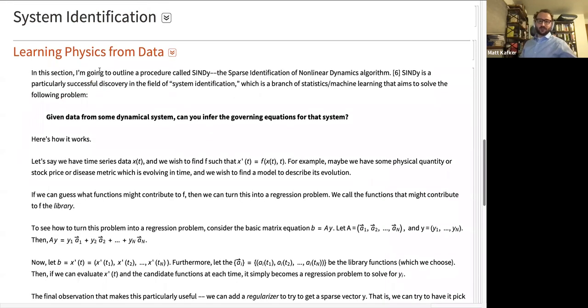Okay, we're going to be talking about something called SINDy. Has anybody heard of this, by the way? Just curious. Okay, that's all right. It's a fancy machine learning type thing that's making the rounds. The general idea is you can teach a computer to discover a model given data measured from a system. This is the field of system identification: given data from some dynamical system, can you infer the governing equations? The algorithm that we're going to be talking about is the sparse identification of nonlinear dynamics.